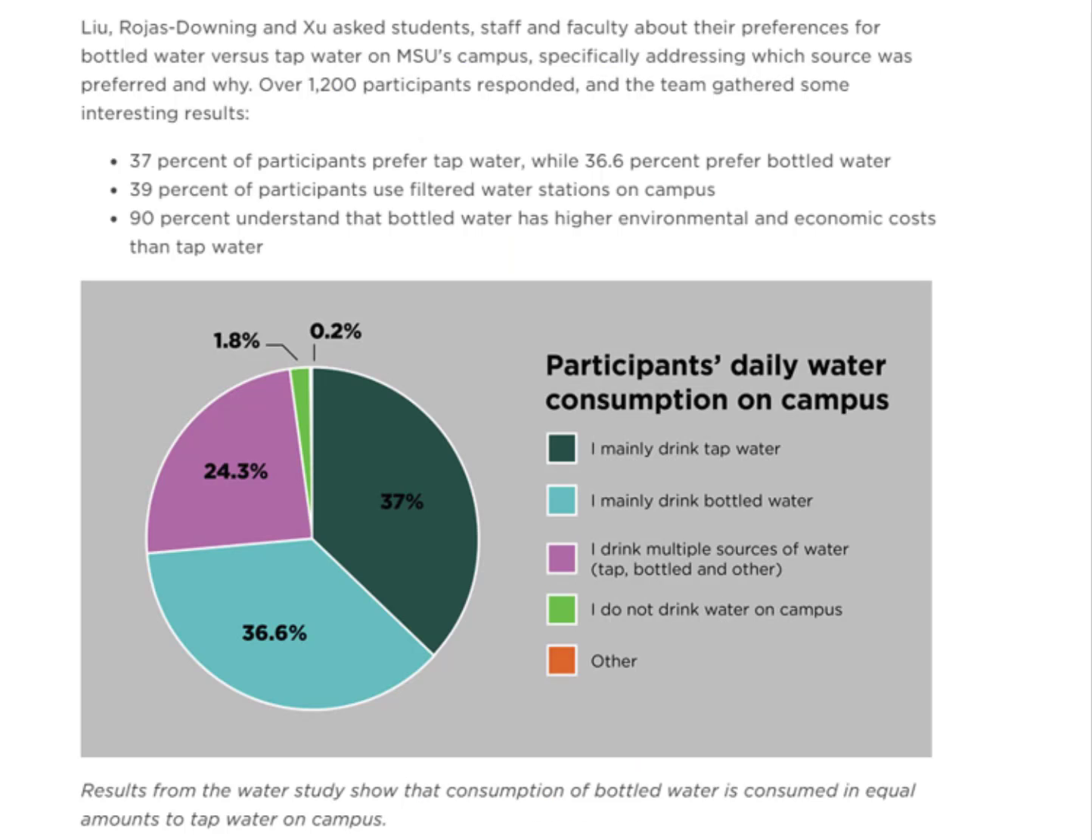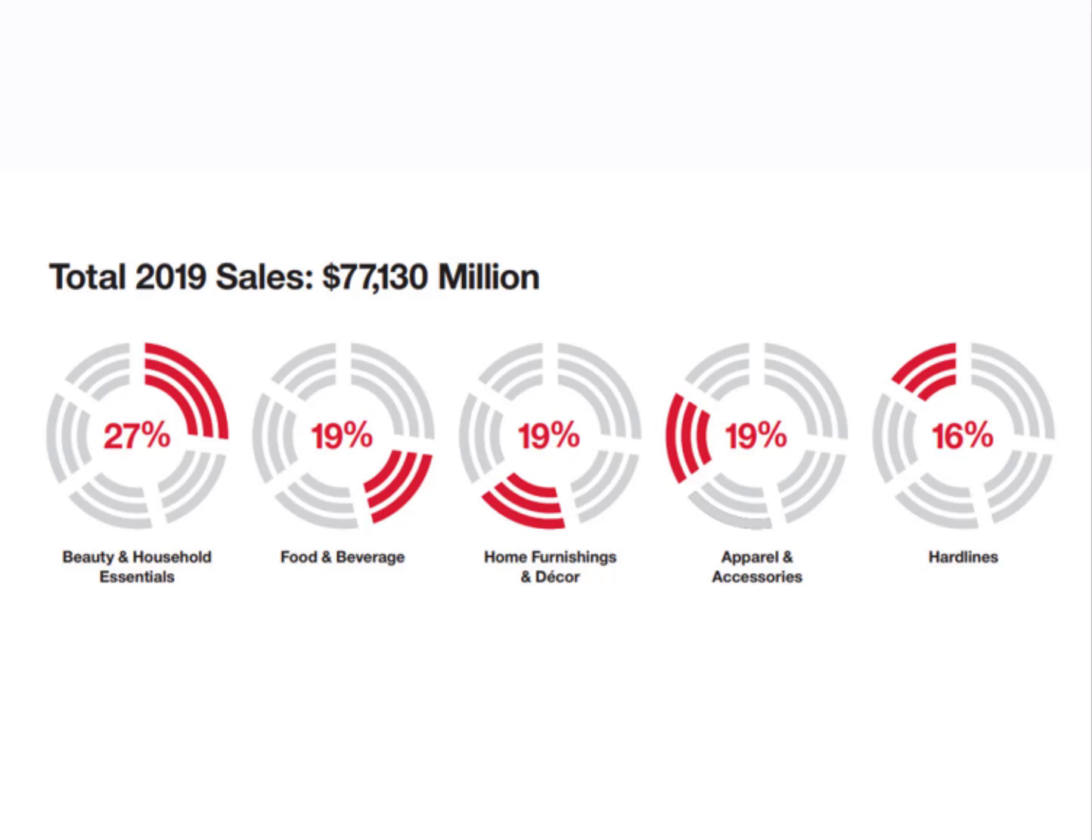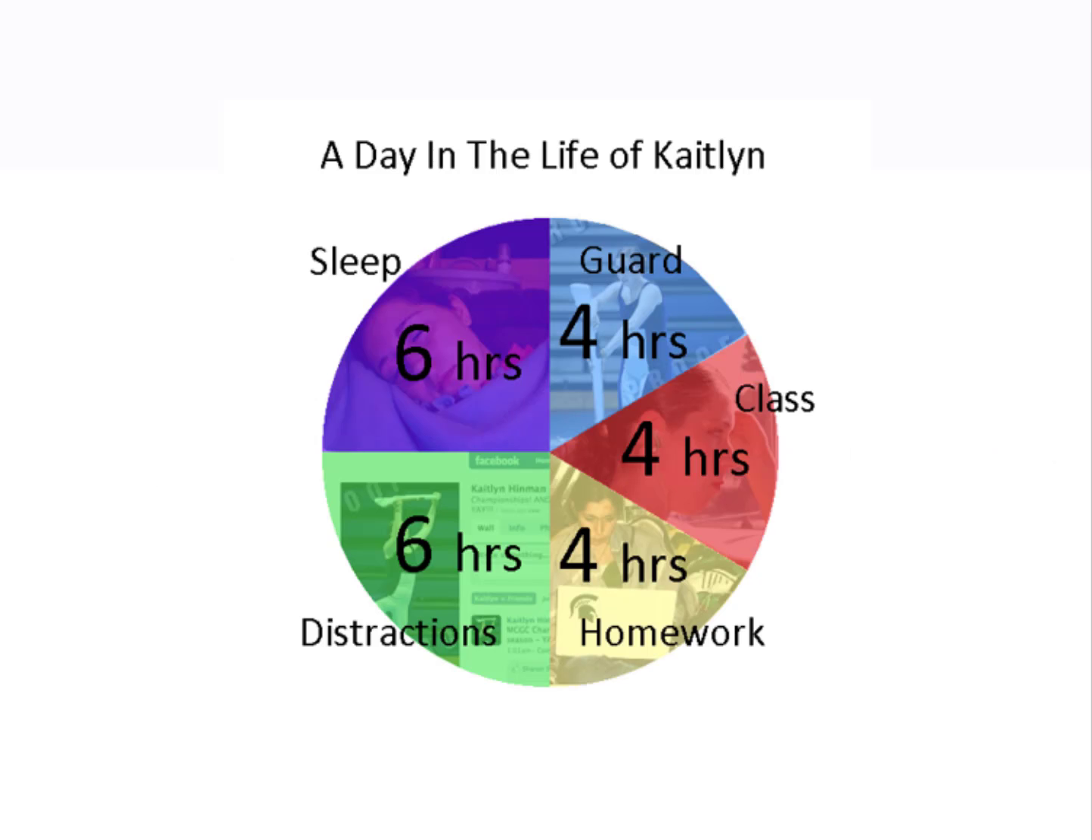This is a pie chart from a study done a few years ago on campus about tap water. And another from a Target 2019 annual report showing sales across categories. And this is a type of pie chart often called a donut chart. This is a pie chart breaking down a student's typical 24-hour day, and you can see a feature that Word and Excel both allow, embedding photos under specific areas or slices within a chart.